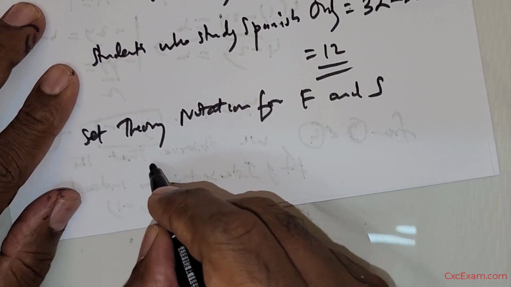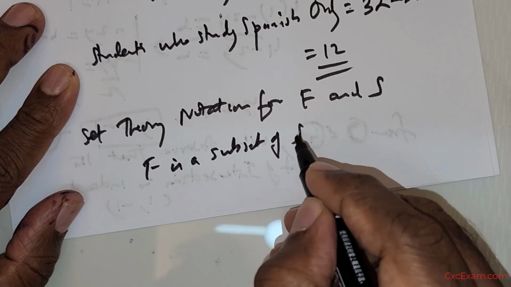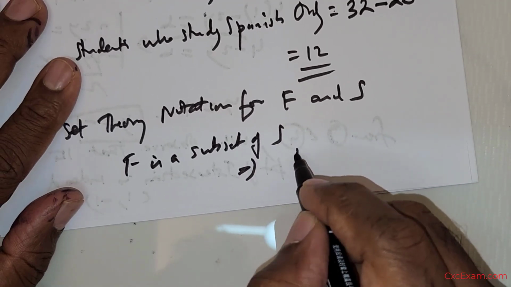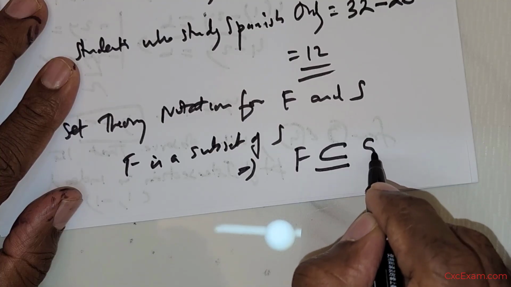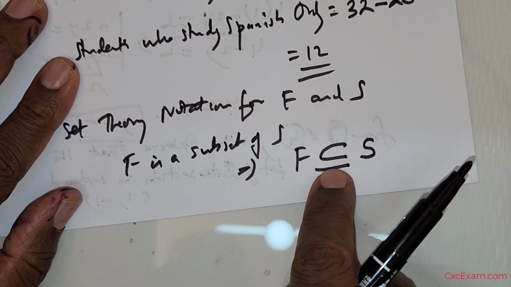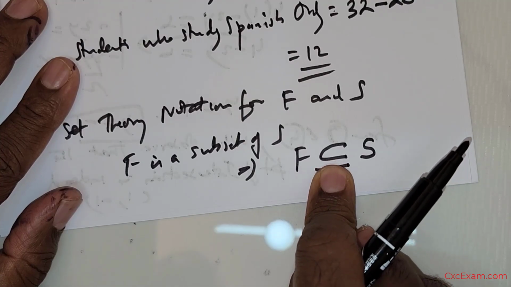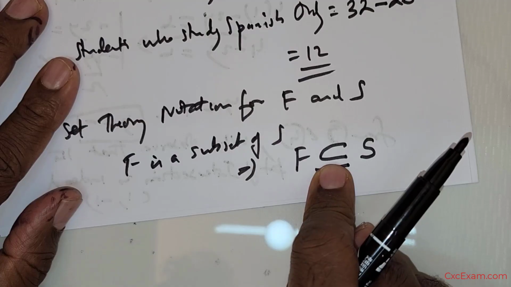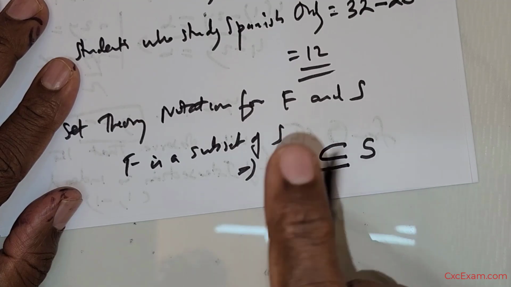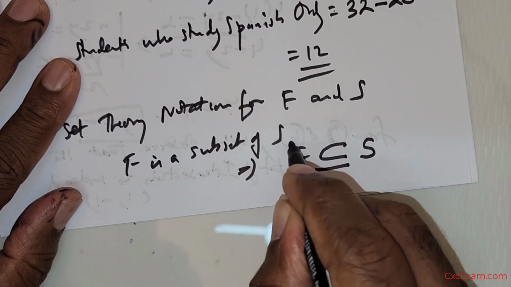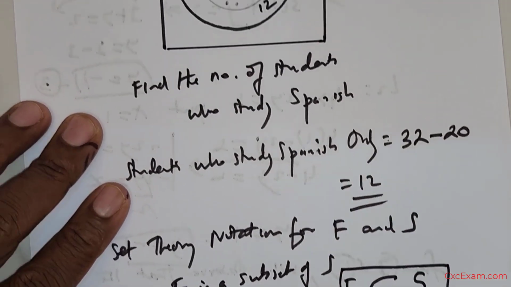So F is a subset of S. So this means F, you need to draw this, okay, like this. So ensure that this line is present. If this line is not present, then your solution is not correct. Okay, so this is the set theory notation for this particular question. Let's move on.